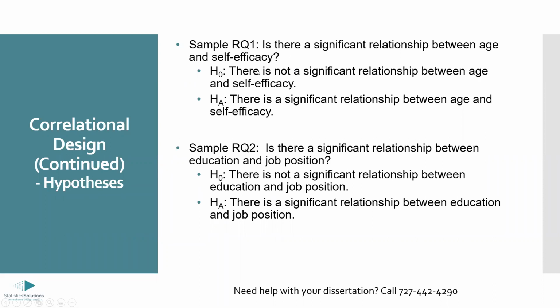We want to have statistical evidence to reject our null, which in turn means we are supporting the alternative. The null is always that there is not a significant relationship, whereas the alternative is that there is a significant relationship. And this logic will apply into the next research designs as well. No matter what analysis you use, this is kind of how the null and alternative are set up.